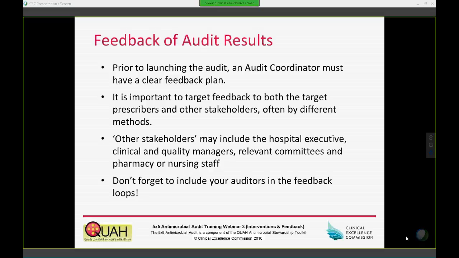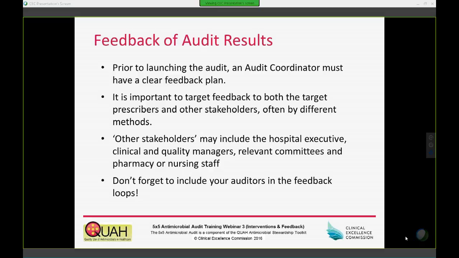Feedback to your prescribers should be very targeted, as much as possible to those prescriber groups who are most responsible for the results that you're actually reporting. Other stakeholders who might be invested in or interested in the results of the audit are people like nursing and pharmacy managers, quality managers, directors of clinical services or clinical governance, and obviously any relevant committees such as Antimicrobial Stewardship Committee, perhaps the Medication Safety Committee or the Drug and Therapeutics Committee.